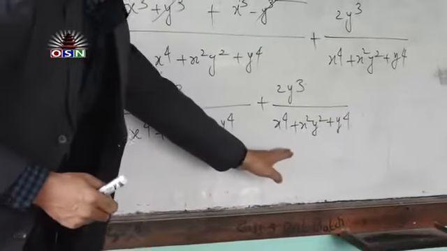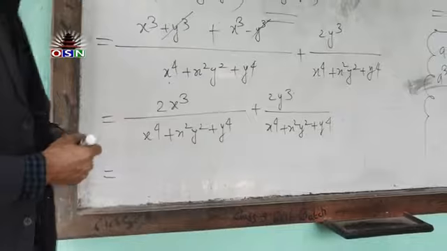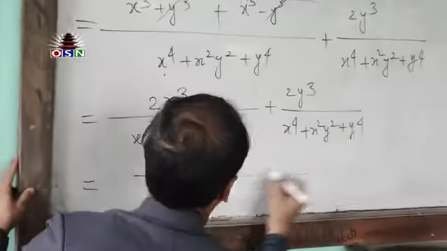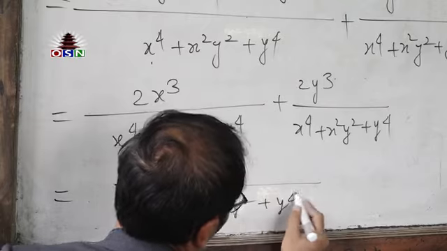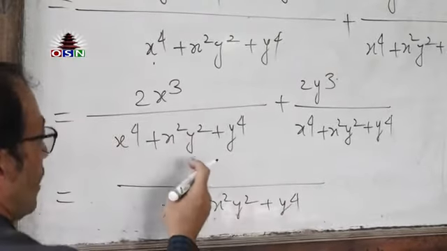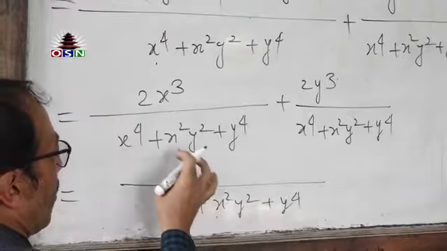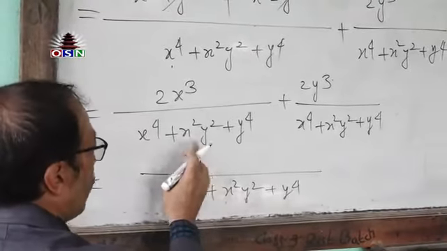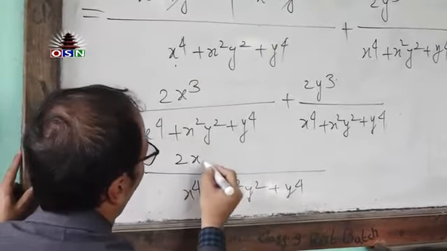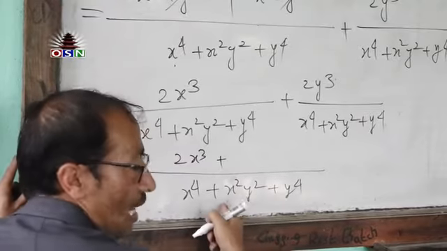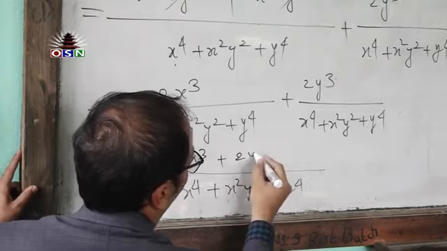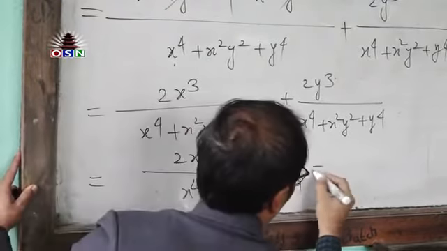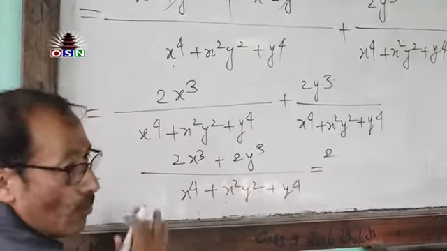Let's see the denominator. We have the same denominator, so the LCM of these two will be x to the power 4 plus x square y square plus y to the power 4. This is the denominator. Then when this LCM is divided by the denominator, you will get 1 multiplied by 2x cube. You have got the same. Again, when this LCM is divided by this denominator, you will get 1 multiplied by 2y cube, so you have 2y cube. Yes, let's take 2 common. We can't add them, but we can take common.